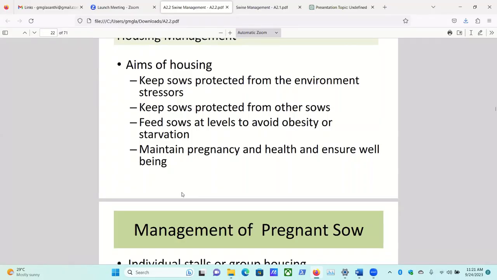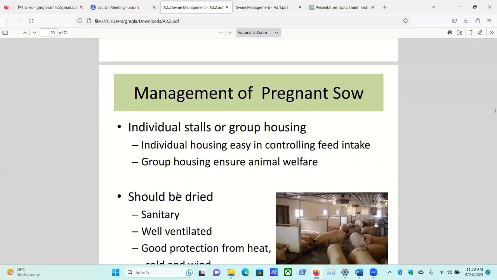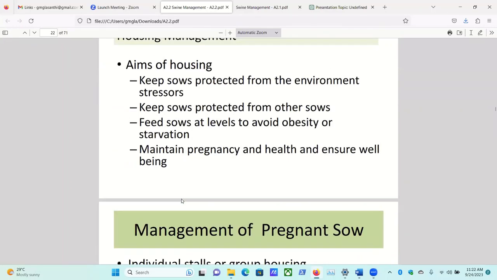And you should follow restricted feeding to avoid obesity and to avoid starvation. At the same time, housing is essential to maintain the pregnancy and health and ensure well-being. So those are the aims of providing housing for those animals.